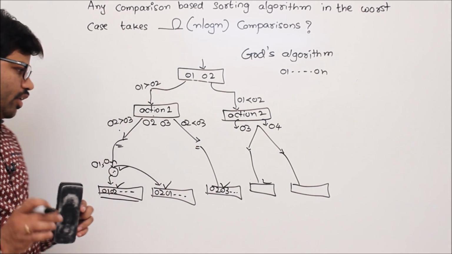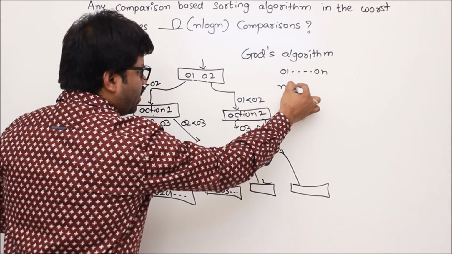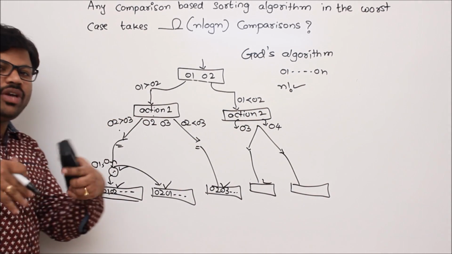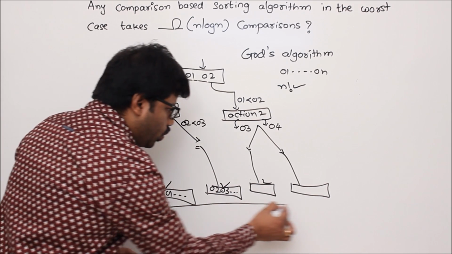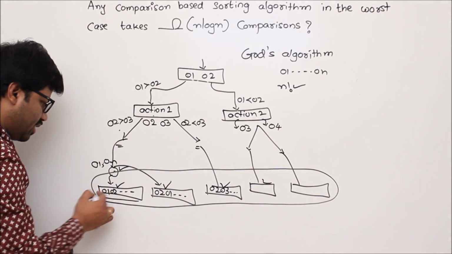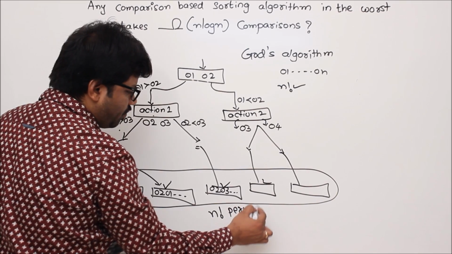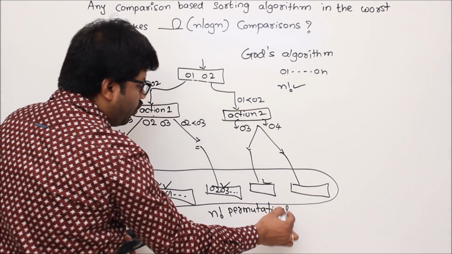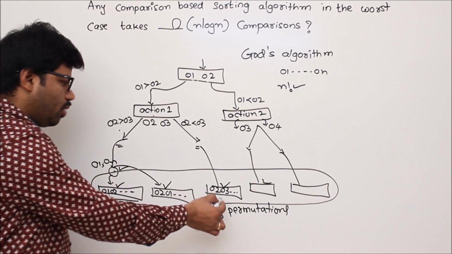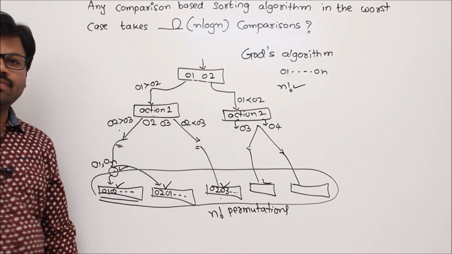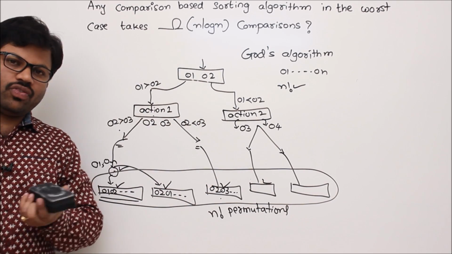Now one important point I want to tell you. Because there are n factorial possible permutations, we know that, your output could be anything. So these leaves are nothing but outputs, and these leaves are all possible n factorial permutations, isn't it so? Now God's algorithm, or any algorithm, is going to take the right output based on the action plan like this, right? If you understand this, you can understand the proof.